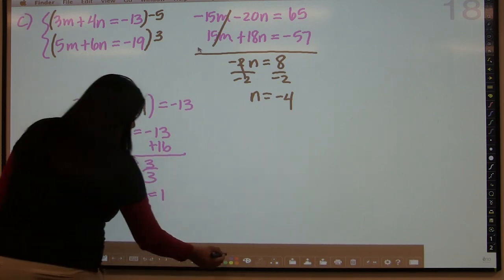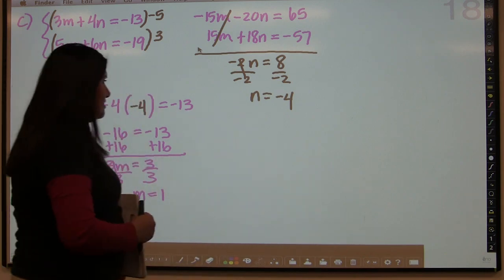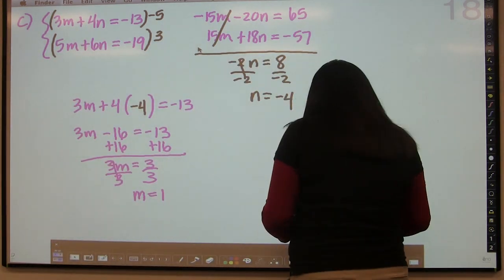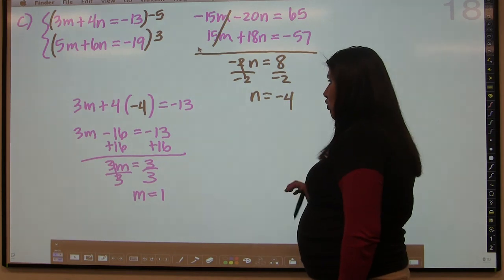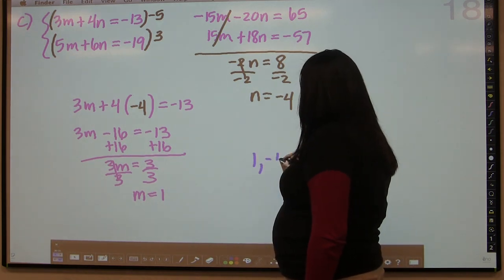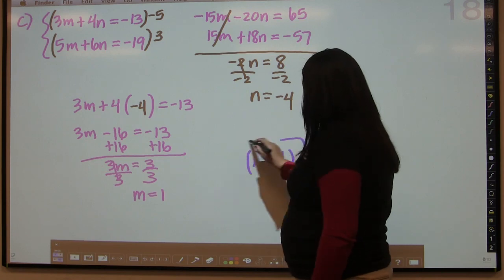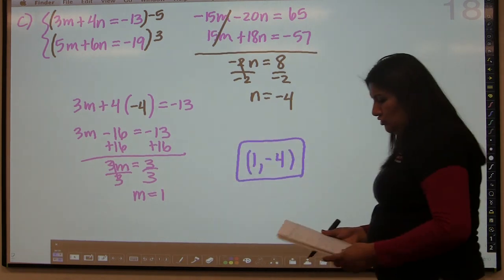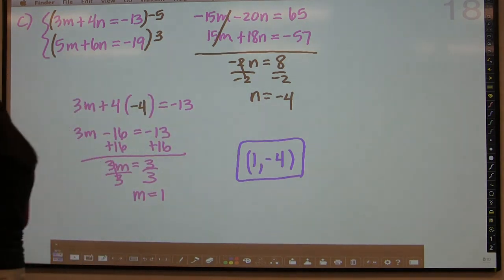Our last step is to write them as an ordered pair. And this is not x and y, but whenever you write them as an ordered pair, you should write them in alphabetical order. So m comes before n. So m will be 1 and n negative 4. And there is my solution. And that is how you do elimination.